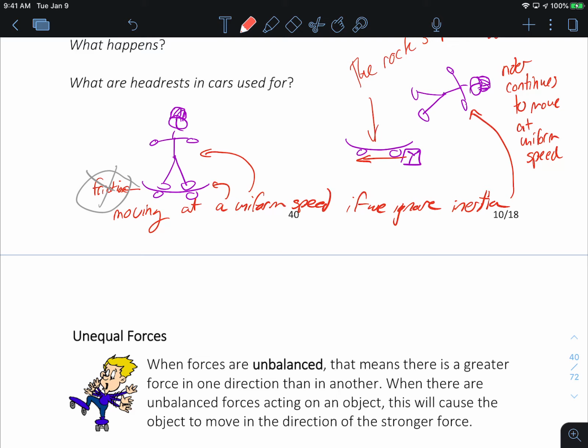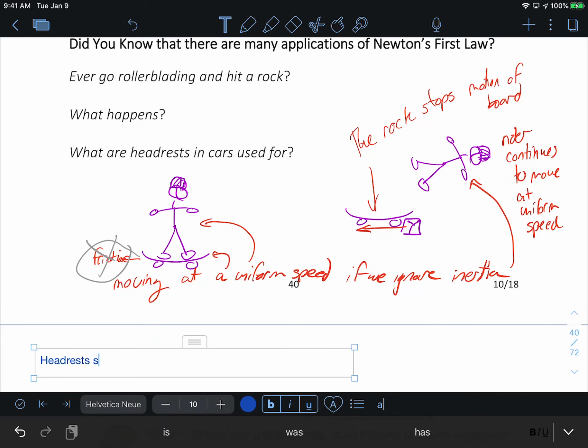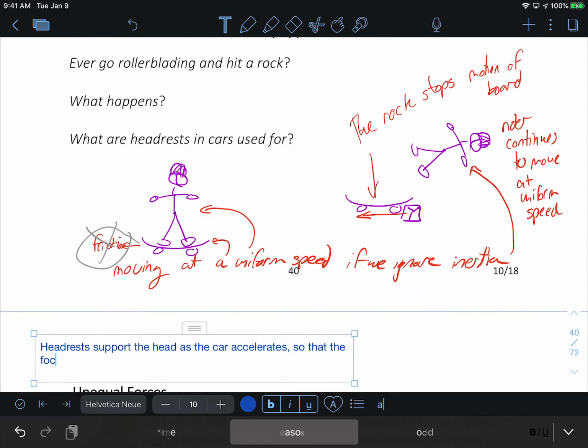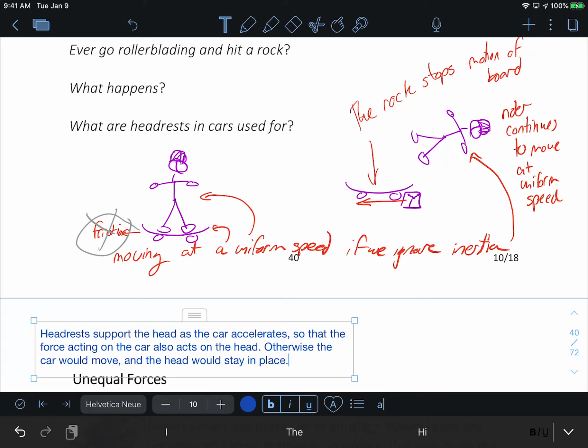Okay, so let's just put something down here. The headrests support the head as the car accelerates, so that the force acting on the car also acts on the head. Otherwise, the car would move and the head would stay in place, hurting your neck.